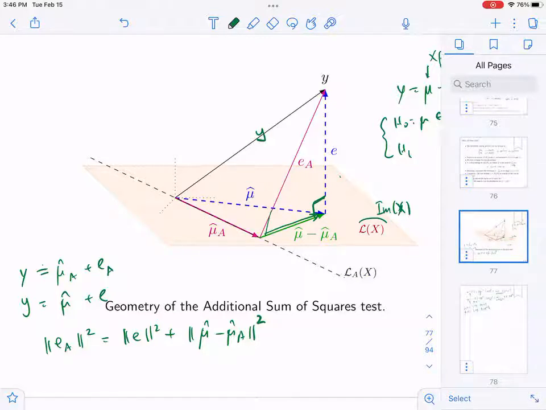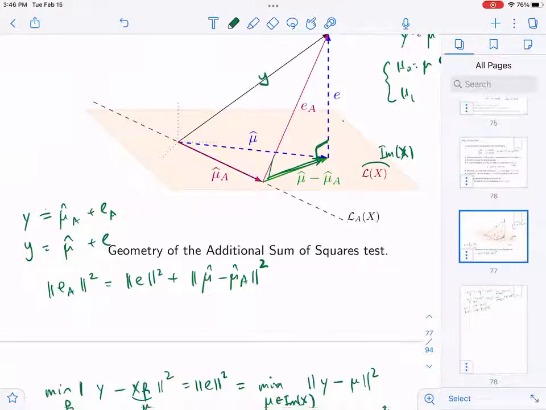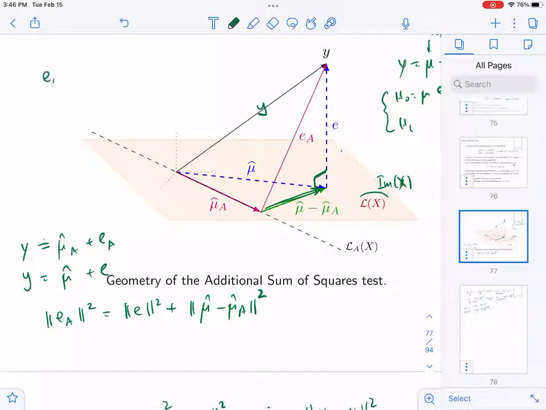So the way to compare them is to look at the size of this difference, mu hat minus mu hat A. But there's also this Pythagorean theorem, which is easy to prove, because, for example, you know that E of A is orthogonal to mu hat A. And we also know that E is orthogonal to both mu hat and mu hat A.